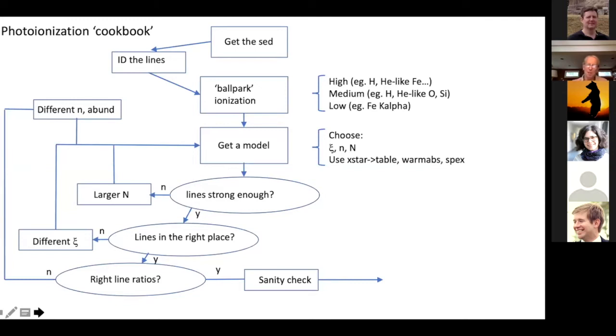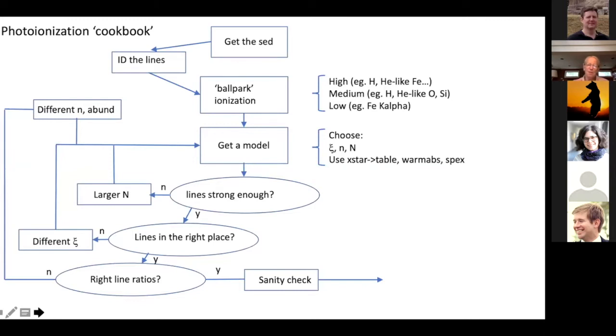So now I'd like to just give you a little cookbook as to how one should construct a photoionization model to fit to a spectrum that you might obtain with HETG or a future instrument. And so let's just say you have some data, and this is a kind of flow chart which takes you through the decisions you would have to make in order to get to the point where you have a model which might be physically realistic.